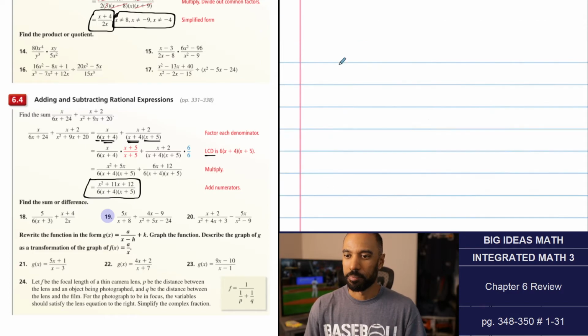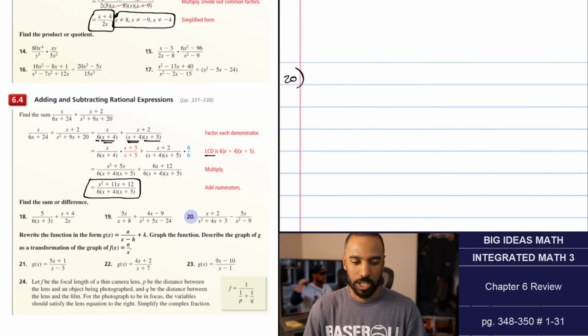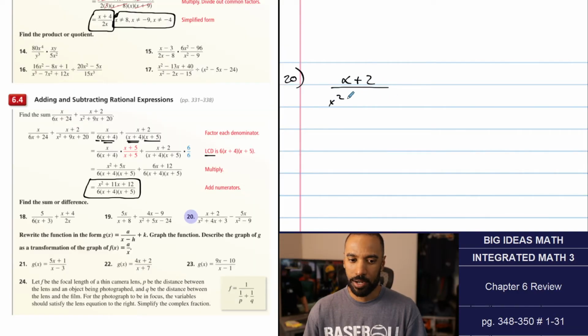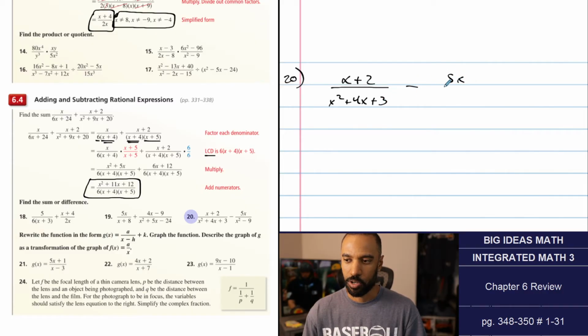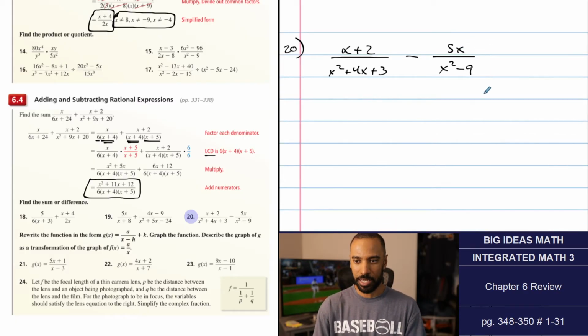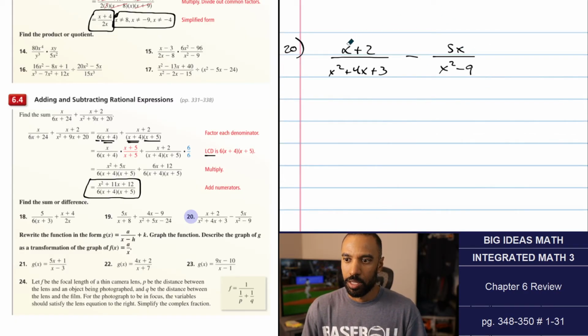All right, number 20. I'm improving their book. Number 20. We have x plus 2 over x squared plus 4x plus 3 minus 5x over x squared minus 9. Now the minus doesn't do anything different than the plus when it comes to seeking a common denominator. We will have to be careful of one thing with subtraction once we do seek that, though. So just be ready for that.